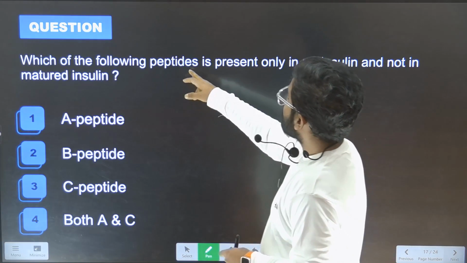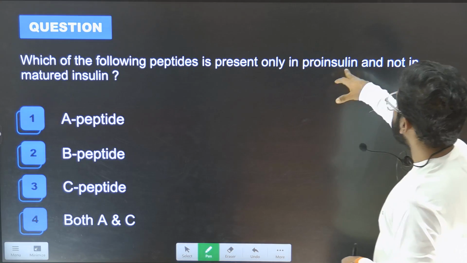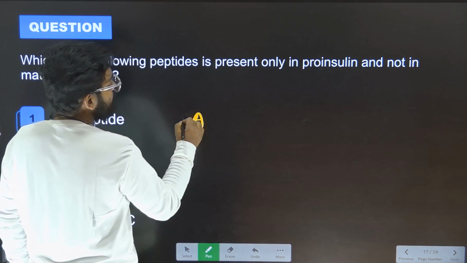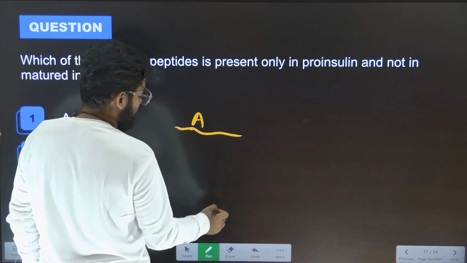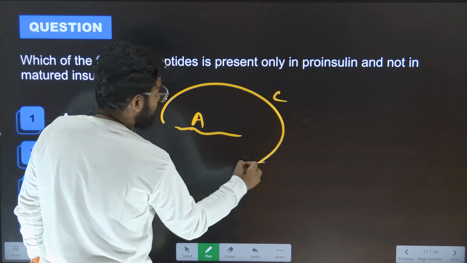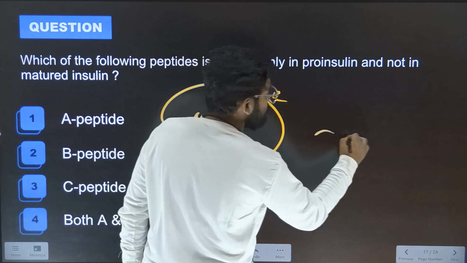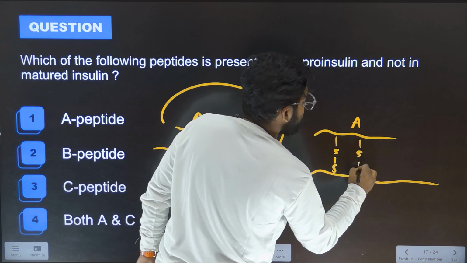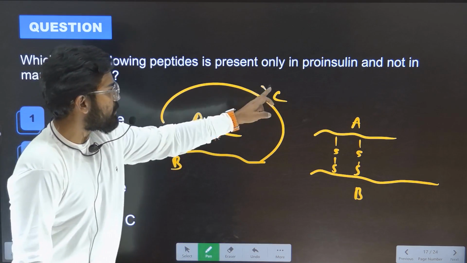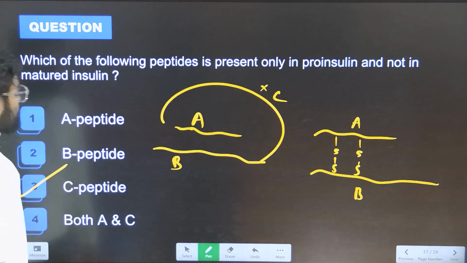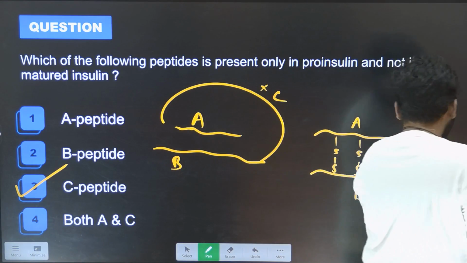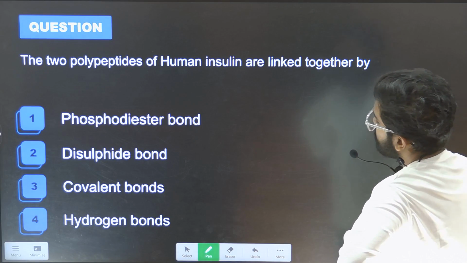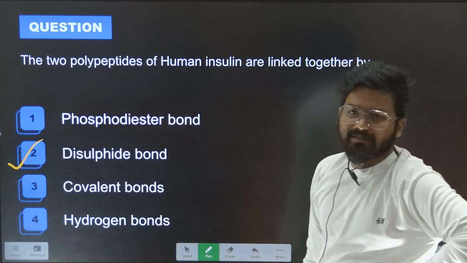Which of the following peptides is present only in proinsulin and not in matured insulin? We have already seen in proinsulin we have A chain, then a C chain, and then a B chain. But in mature insulin we have A and B chain connected by disulfide bridge. So which one is absent? The answer would be C peptide. Clear? Next, two polypeptides of human insulin are linked together by, we have already seen, this is a very easy question, disulfide bond.